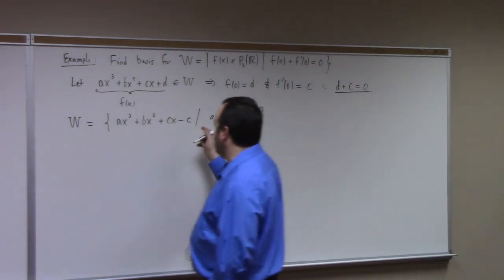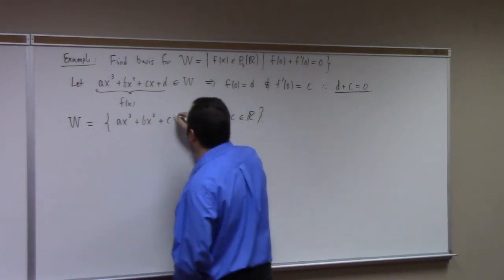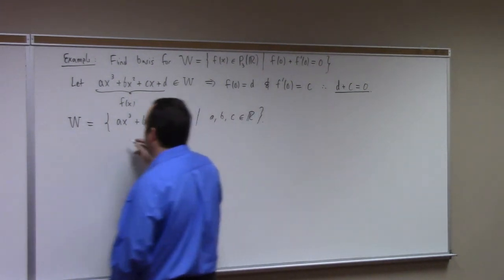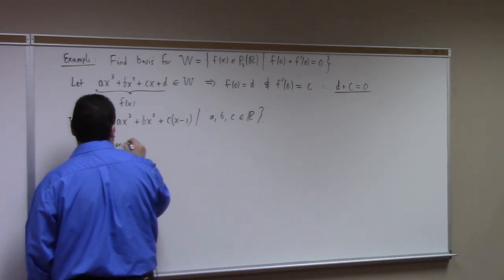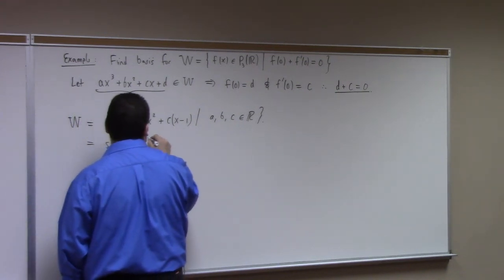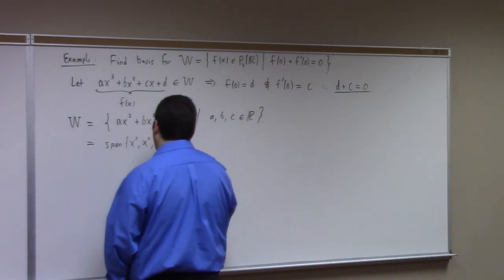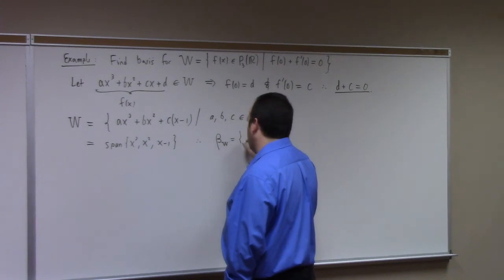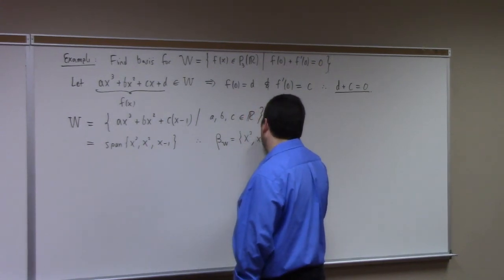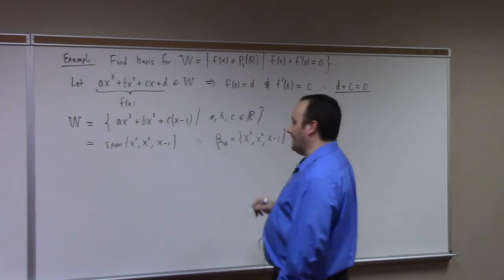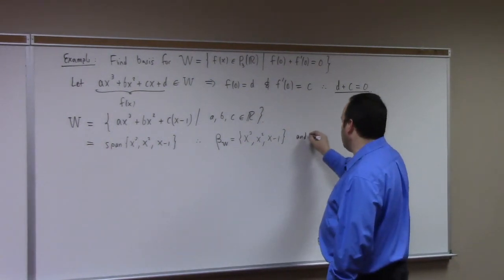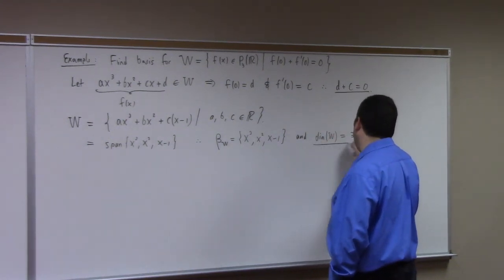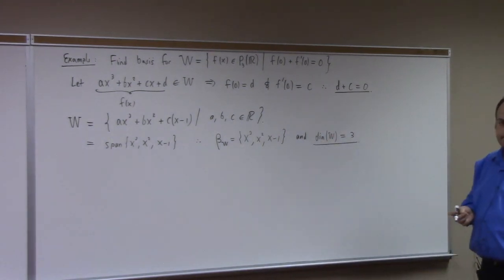And what is this? Well, let's just backtrack here. This is really c times x minus 1, right? So you can see that this is actually what? Span of x cubed, x squared, x minus 1. So a basis for W is x cubed, x squared, x minus 1, right? And what's the dimension of W? It's 3, right?